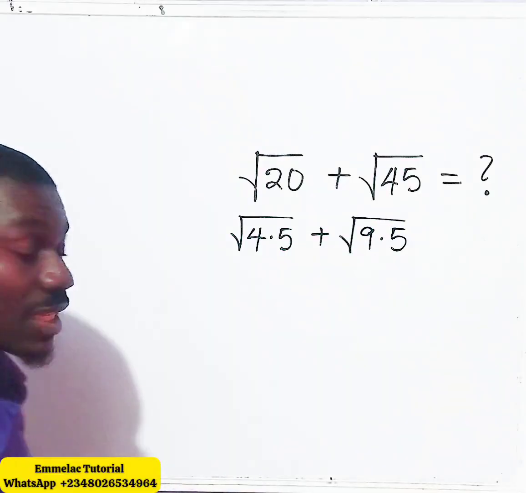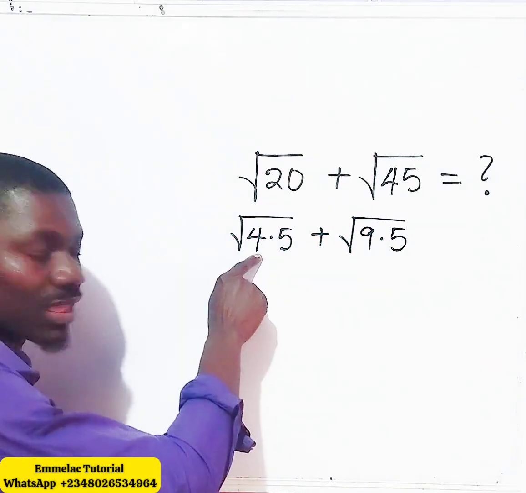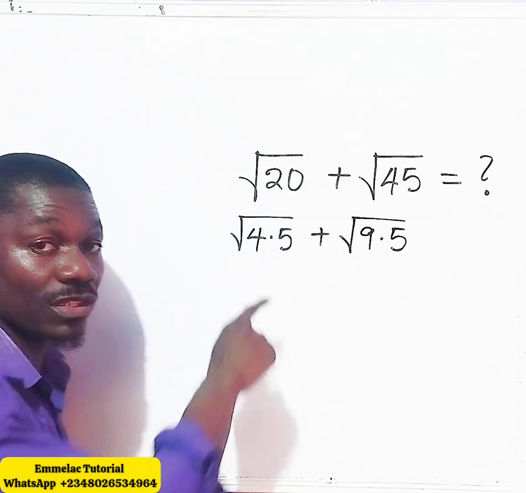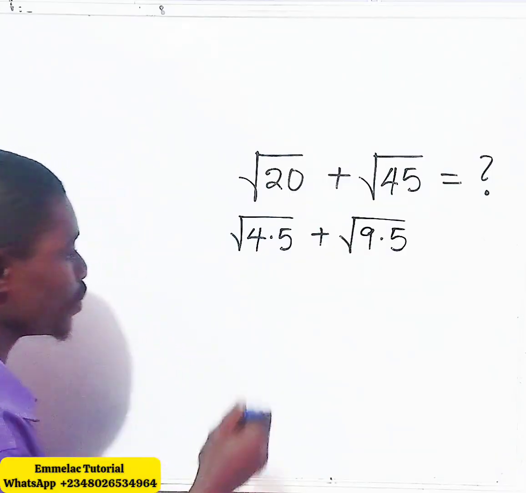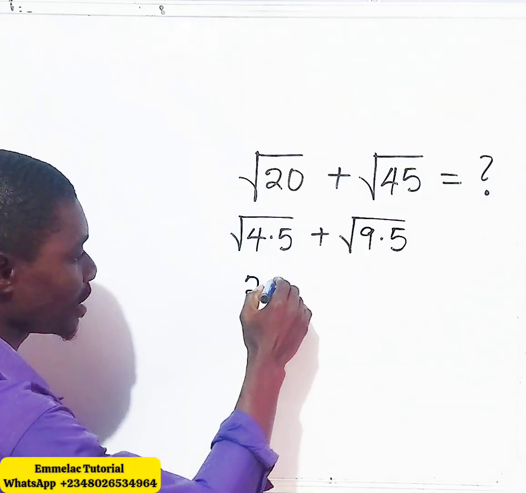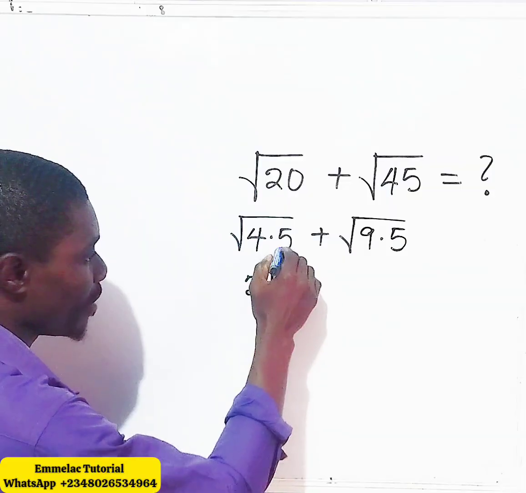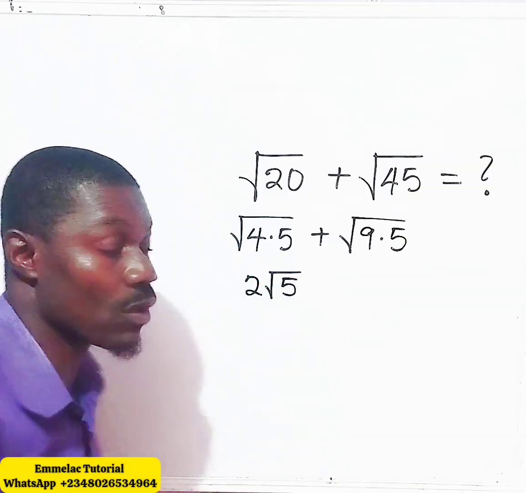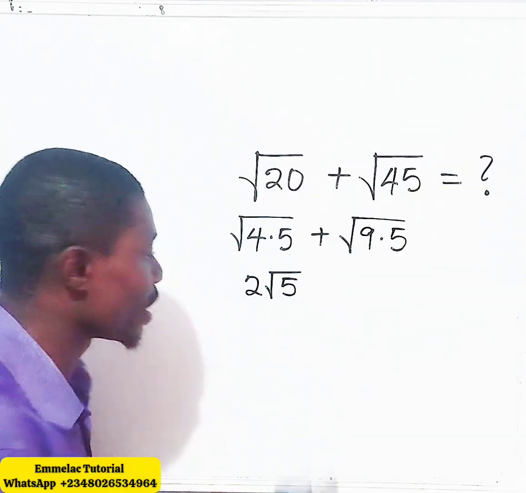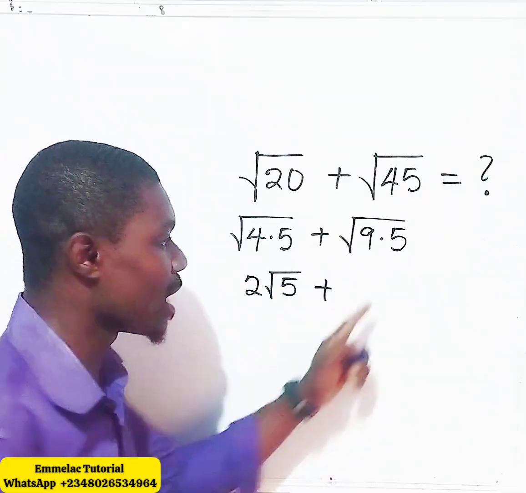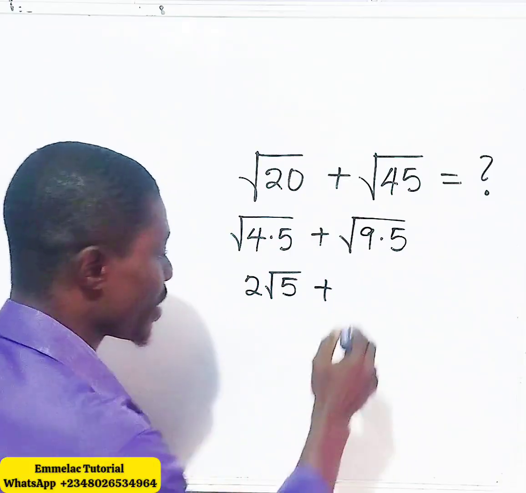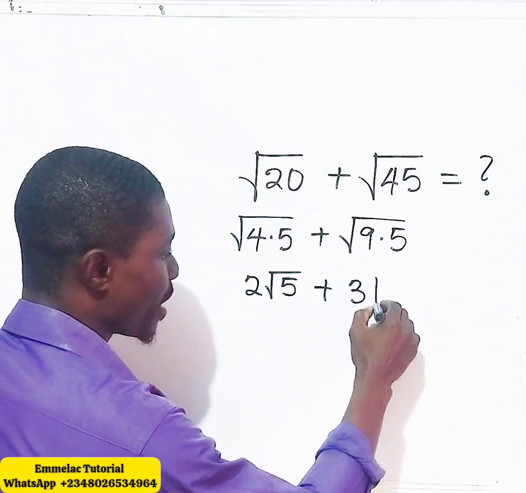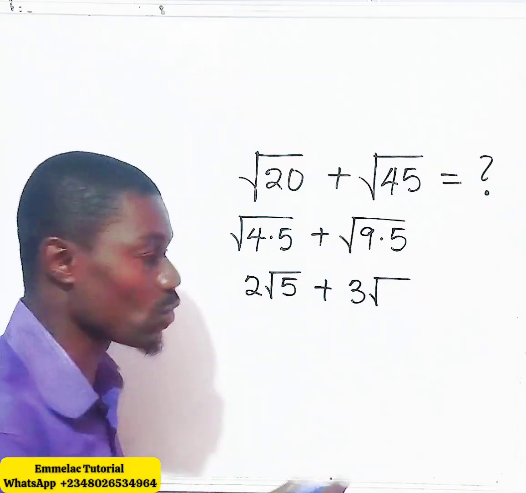So the next step now is, in this case we have 4, which is a perfect square number. So the root of 4 is what? 2. You write that out. Then inside the root you are left with what? 5, because 5 is not a perfect square number. Then plus, now here the root of 9 is 3. You write that out. Then inside the root we are left with what?